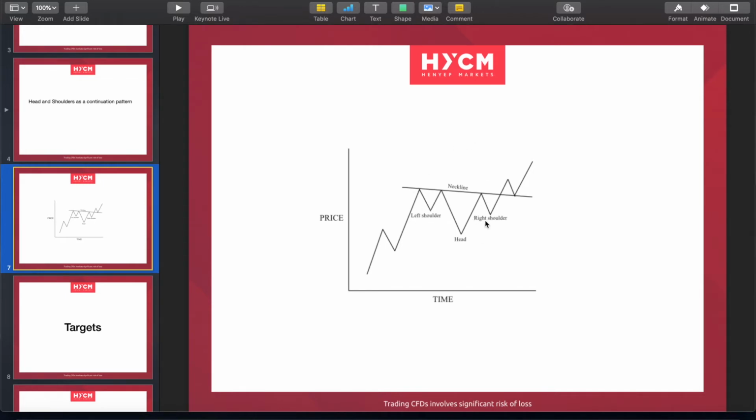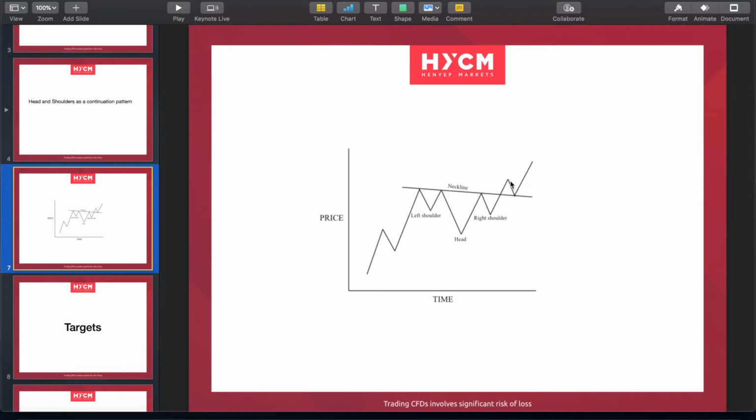The textbook entry for a head and shoulders pattern is on a break of the neckline. Now, how do you know when the neckline's broken? The best way is to look at a daily close above the neckline. So when you have a candlestick chart that closes above that neckline, that gives you a good indication that that neckline has broken from a technical perspective.